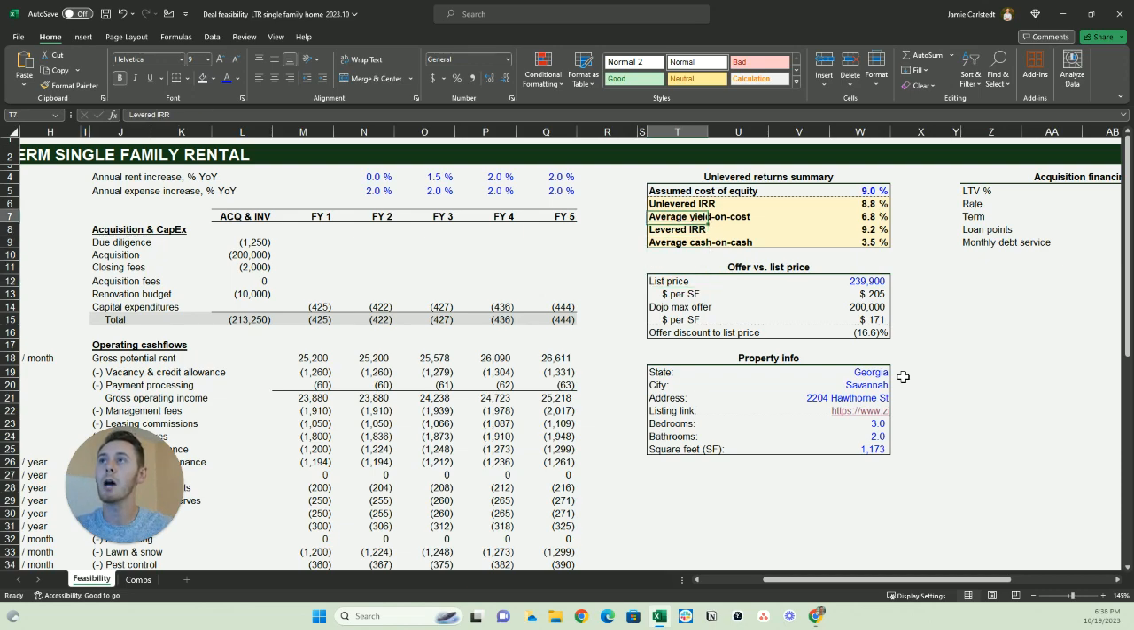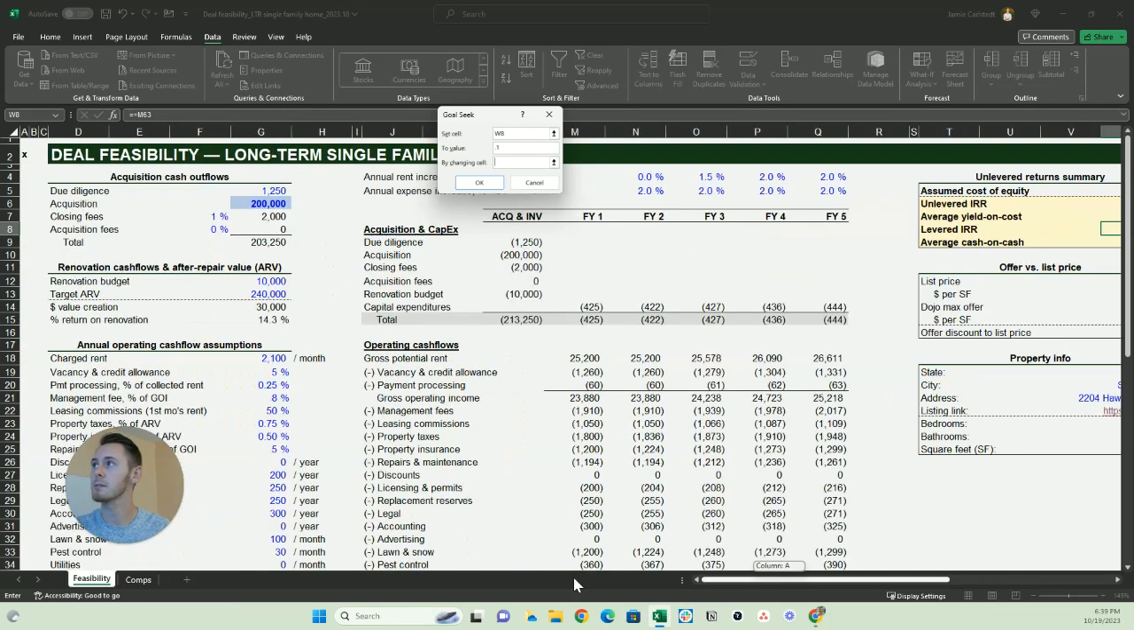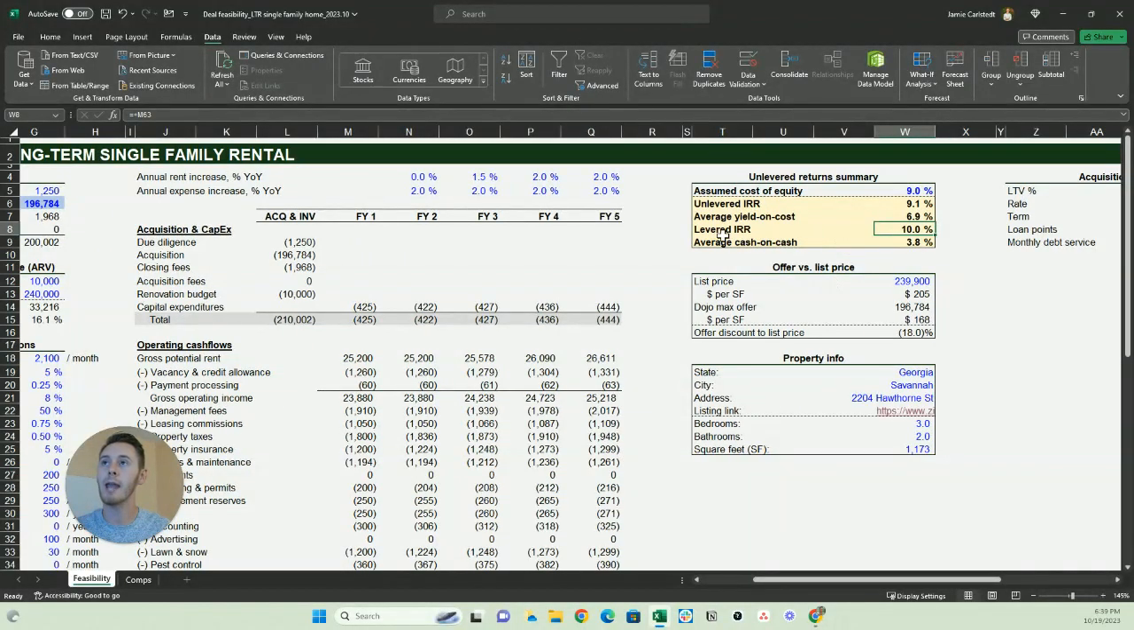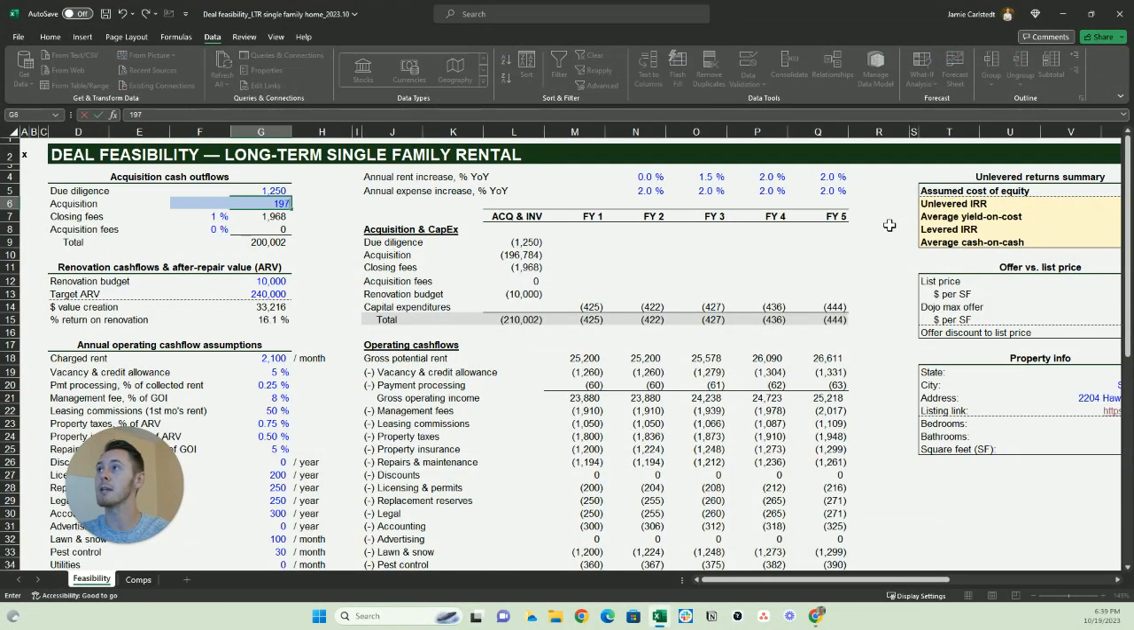So if we know that our target is a 10% unlevered internal rate of return, or a 10% levered, what we can do is a goal seek for this cell, and we can set it for 10% by changing the purchase price here. By doing that, it's going to iterate. And you can see, okay, now our levered return is 10%, and that's saying that the maximum we're able to pay for this property is $197,000.